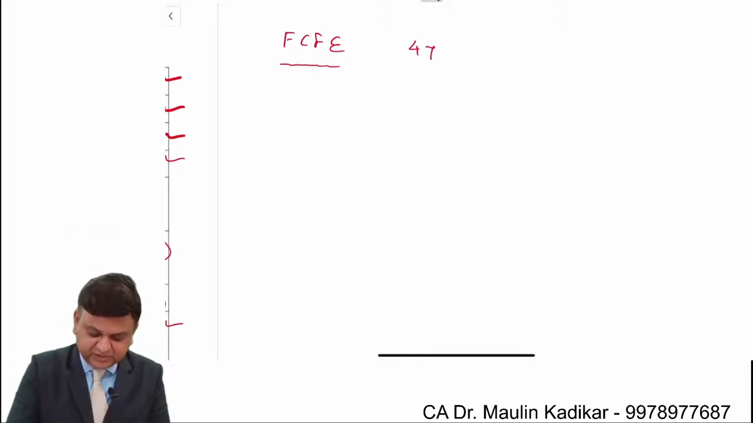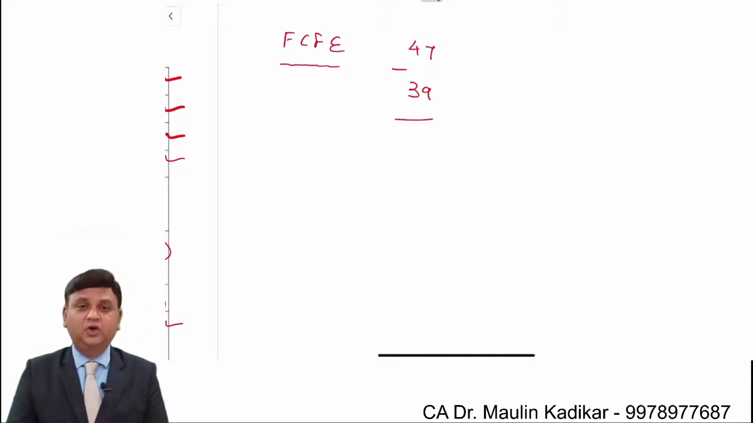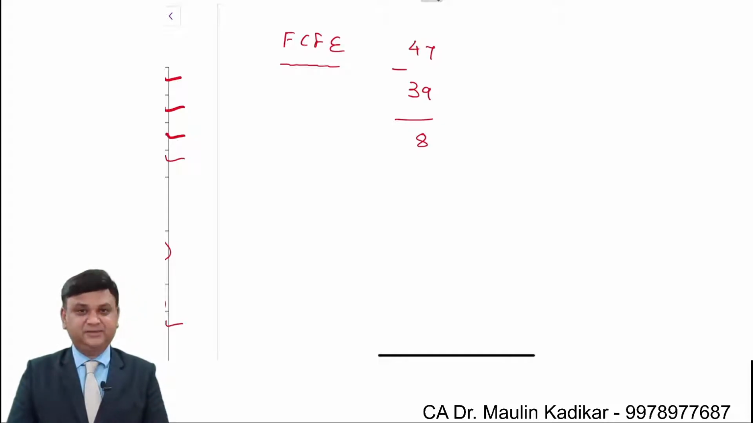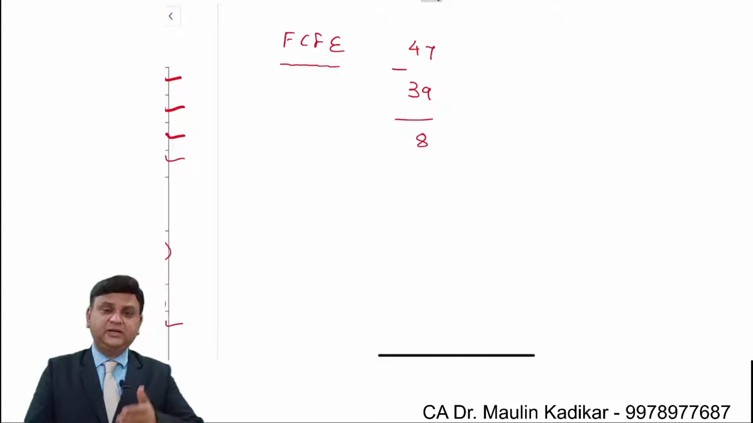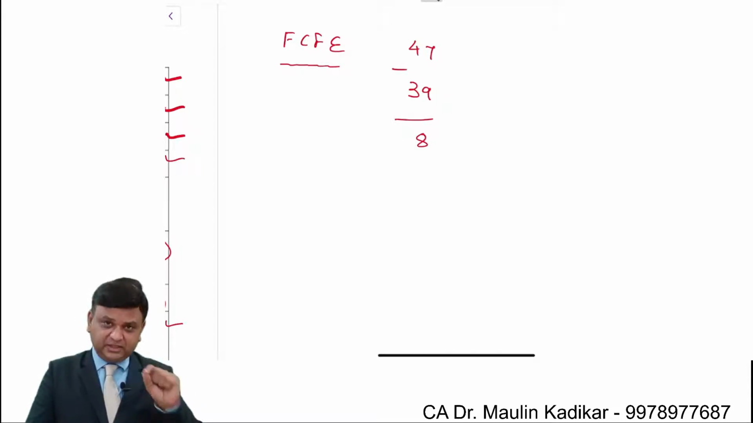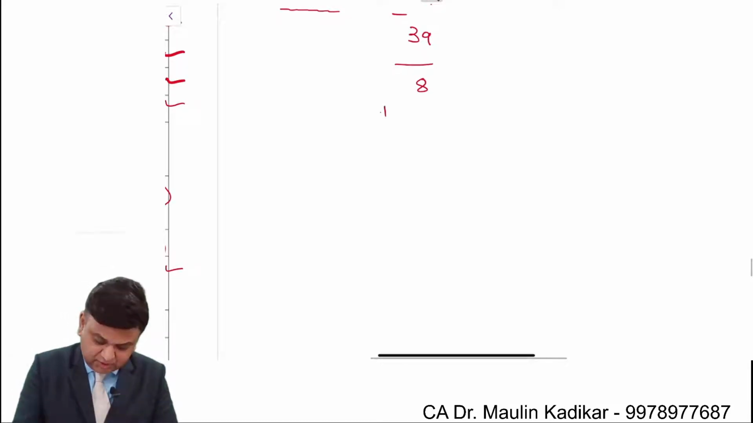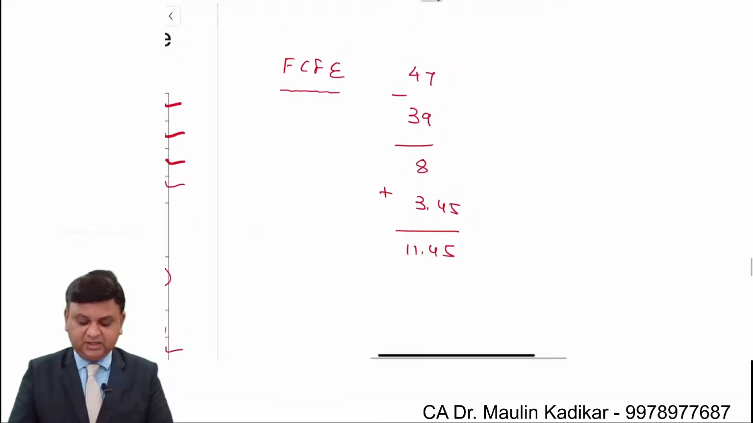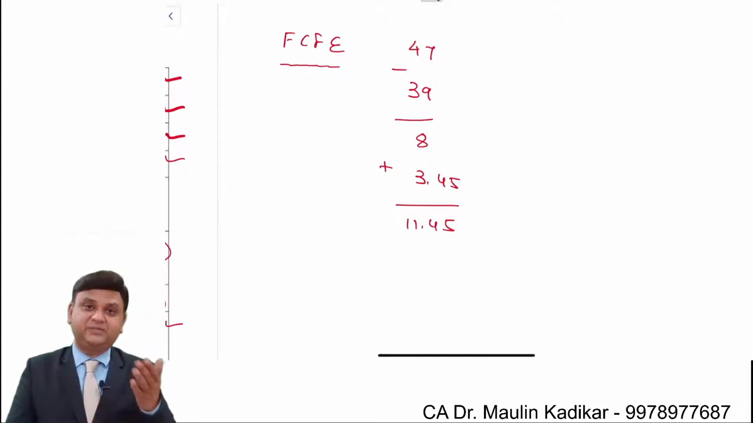Listen carefully, let me explain. 47 rupees is the capital expenditure that you have to make. However, you already have the depreciation of 39 rupees. So 47 minus 39, only 8 rupees of investment is to be made in the business. Why? Because 39 rupees is the kind of internal cash accrual that you will be able to generate. So 8 rupees of capital expenditure plus 3 rupees 45 paise of working capital investment. So 11 rupees 45 paise is the amount of investment required in the business.